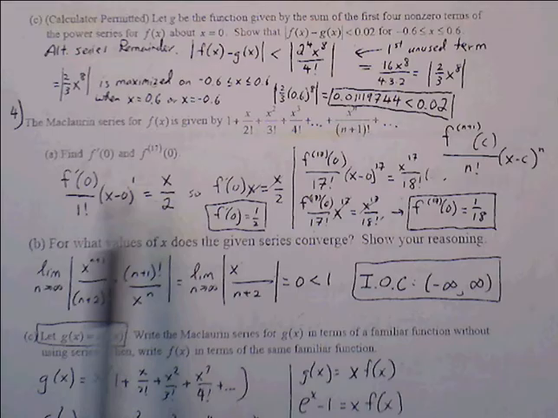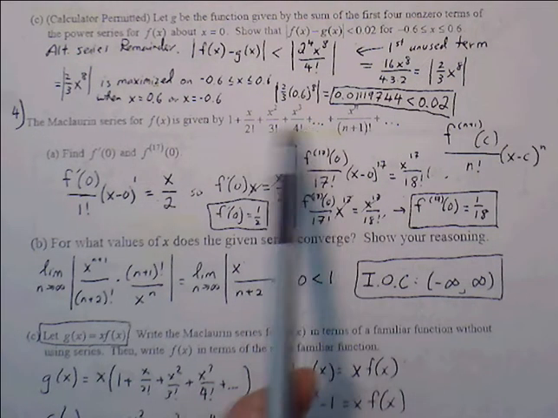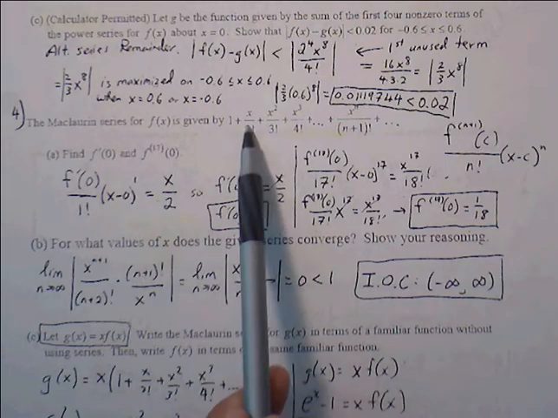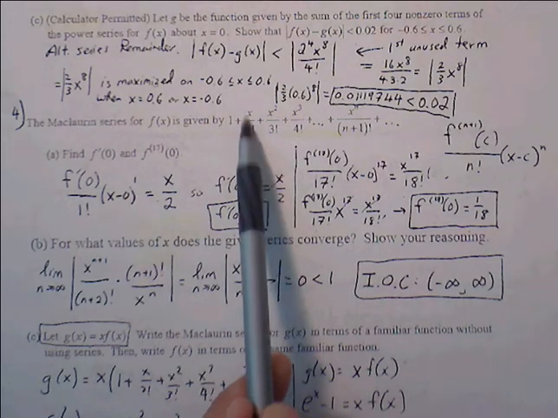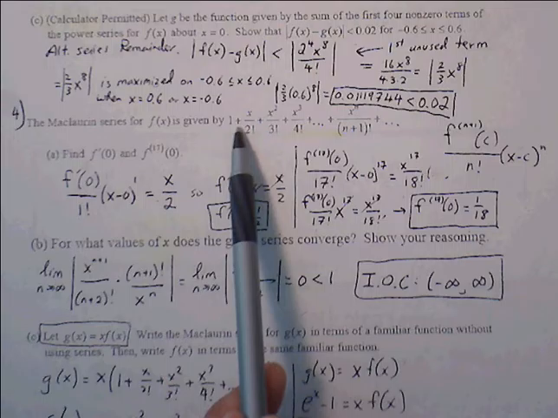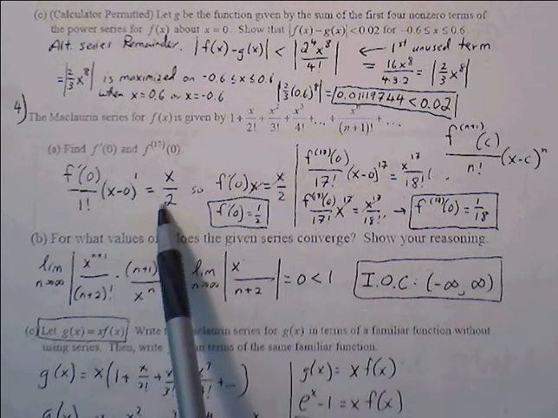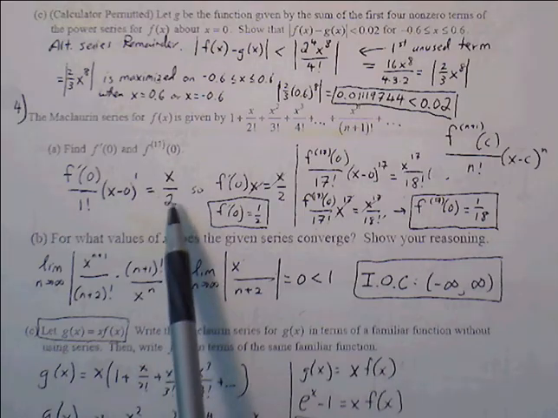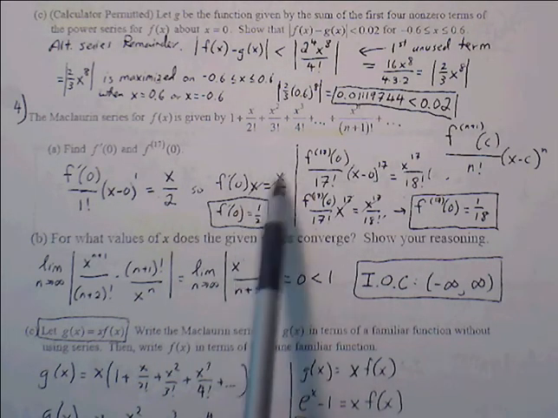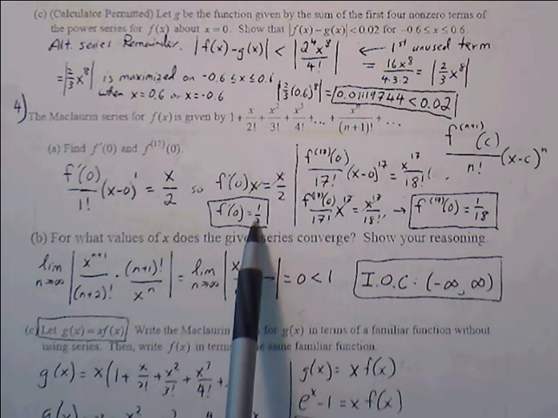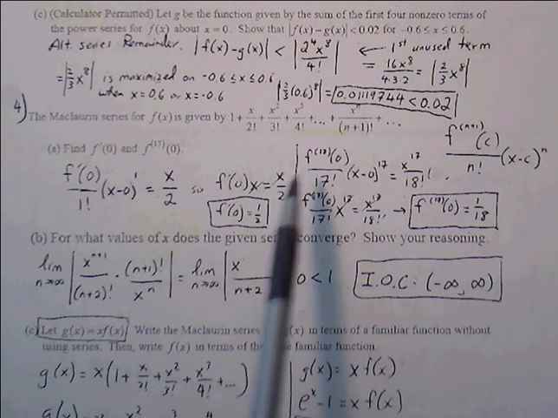So for f prime of 0, if we find the derivative of each of the terms and then plug in 0 for the remaining term, the first derivative will produce 1/2. If I replace everything else with 0, then my coefficient will be 1/2. So if I plug in 0 for the x, I get 1/2 as the value for f prime.